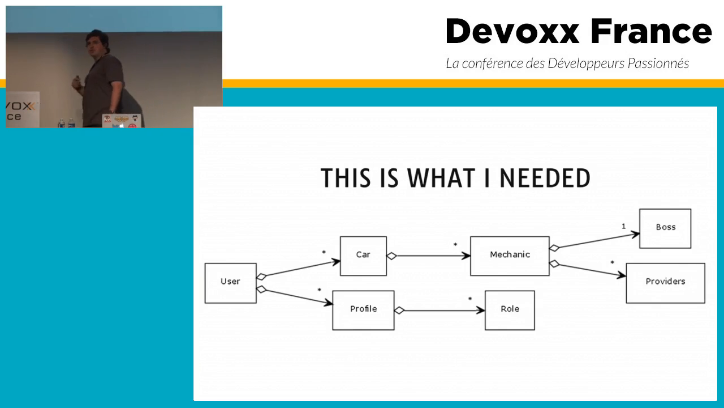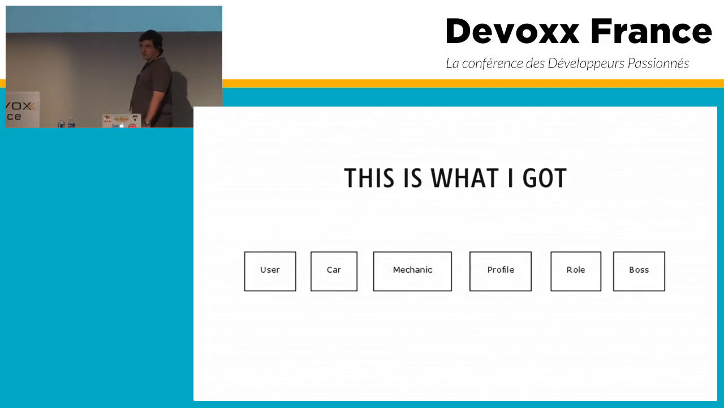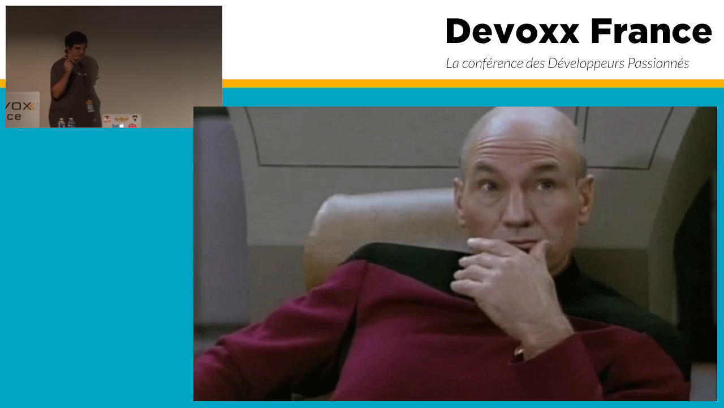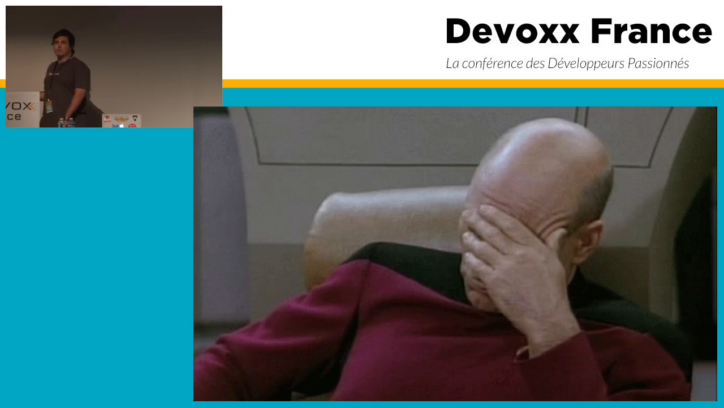So to recapitulate, this is what I needed. I needed the user, which has a list of cars, which has mechanics, and what I ended up having with $resource was this. A lot of models, no relationship, they don't know about each other. So again, I wasn't happy. And this is exactly the point where I started to think that $resource wasn't going to be enough.